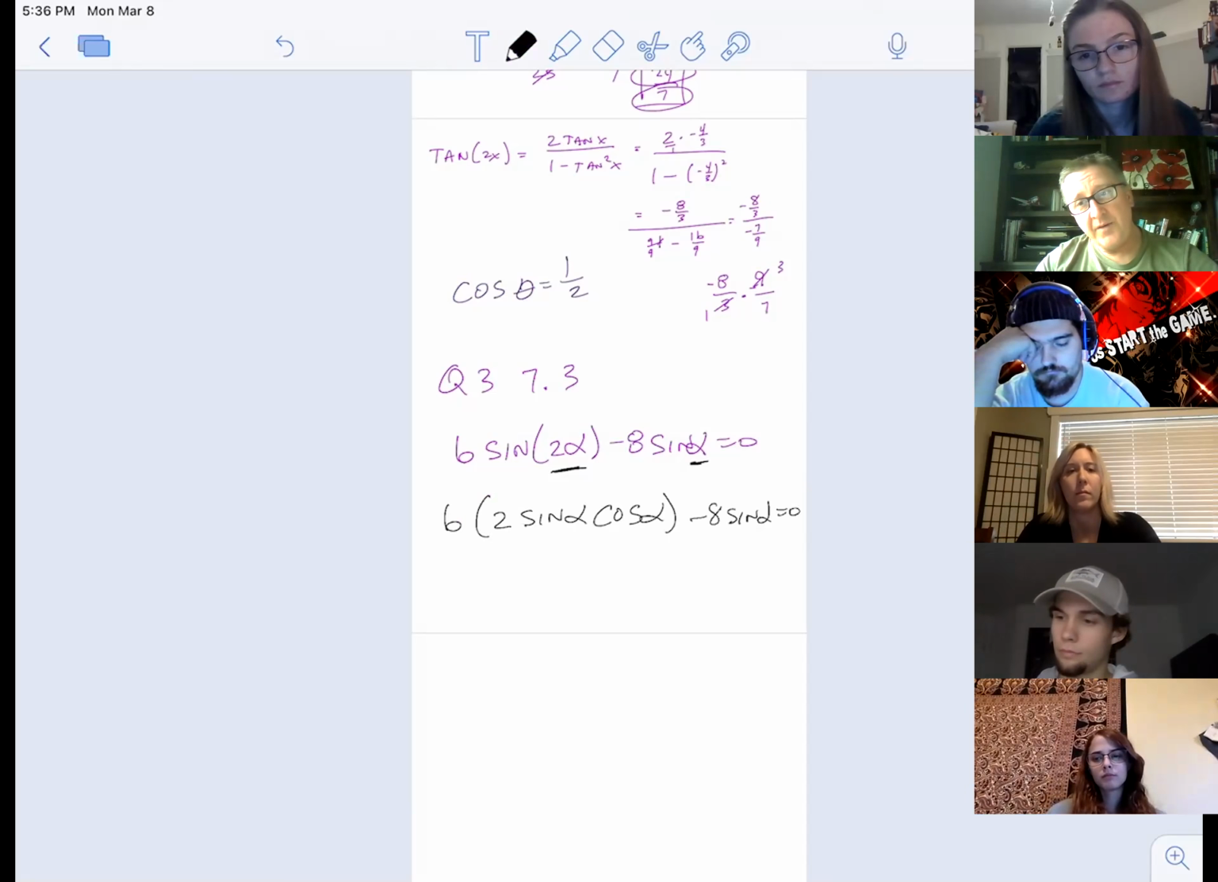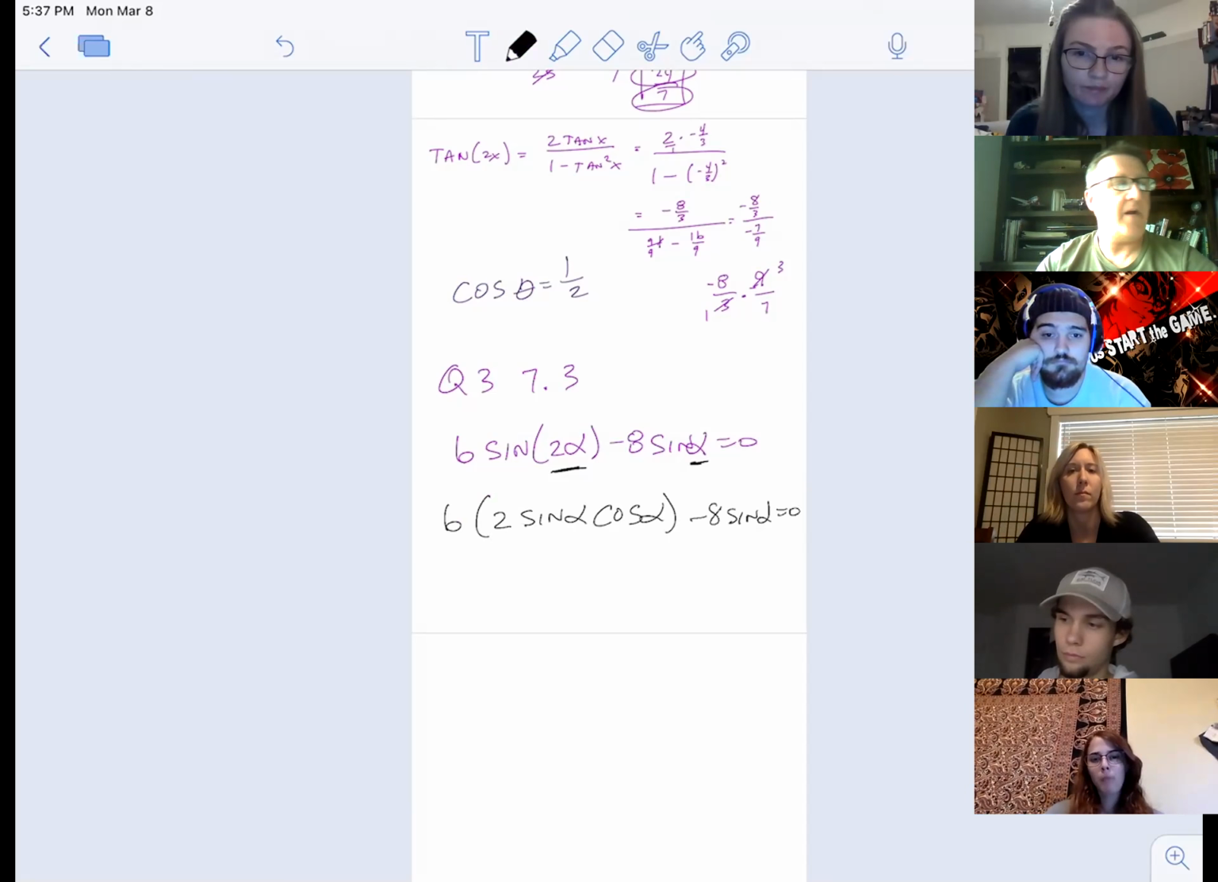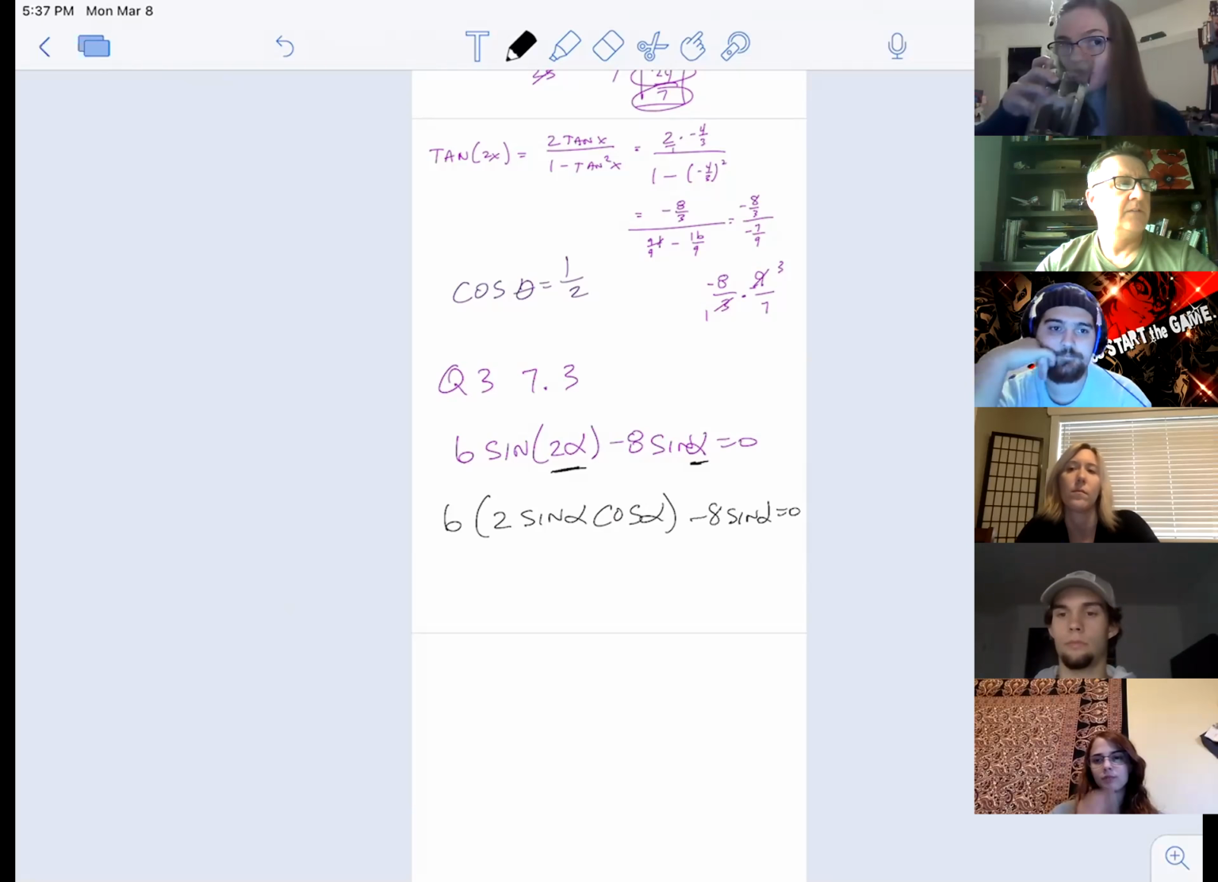So I'm happy now because I only have one angle. I don't have two different angles. I'm unhappy because now I got two trig expressions. I got a sine and a cosine. So not cool. This is very much of a mess.